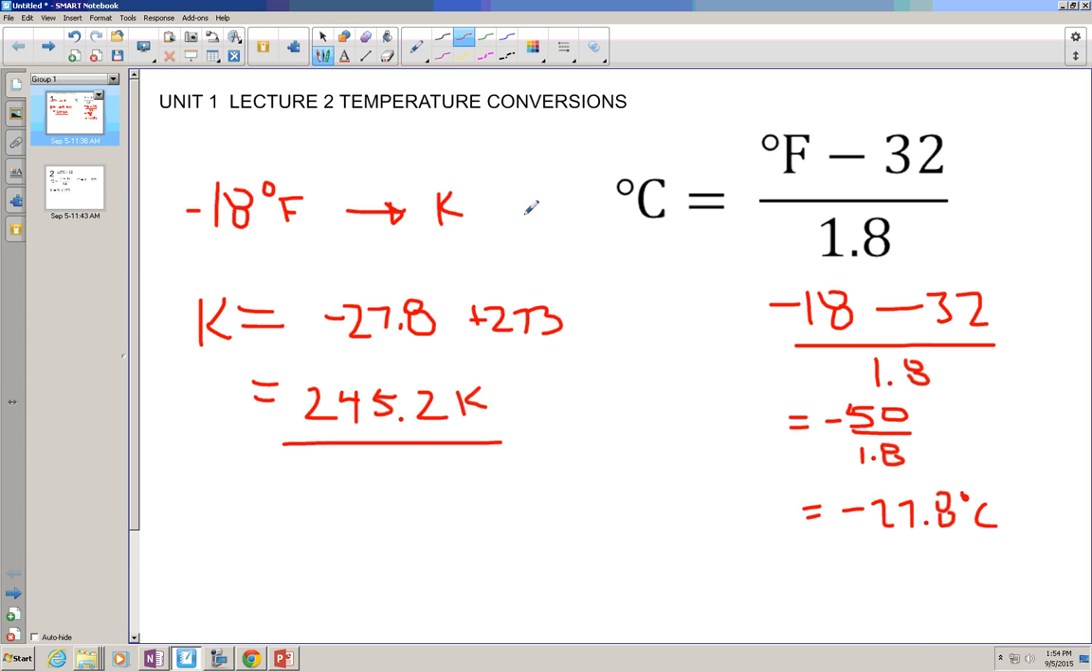So this is the type of question you might see on a quiz or an exam. All right, this is as difficult as a temperature conversion as we are going to get.